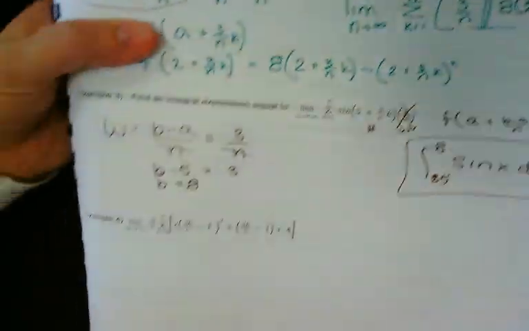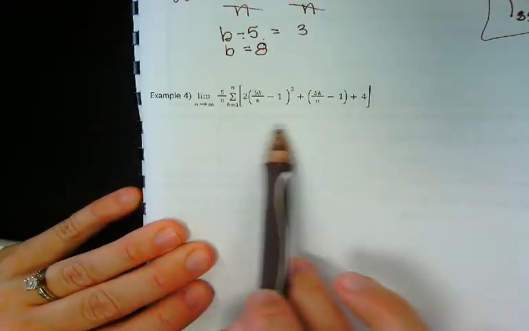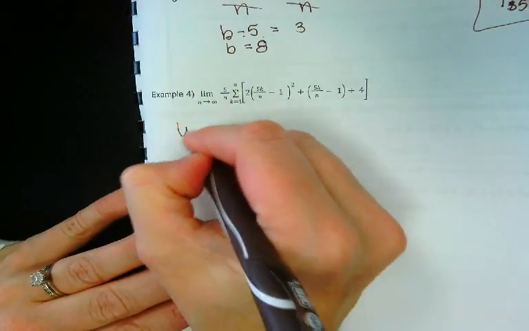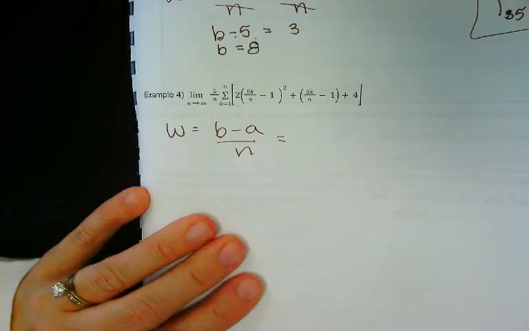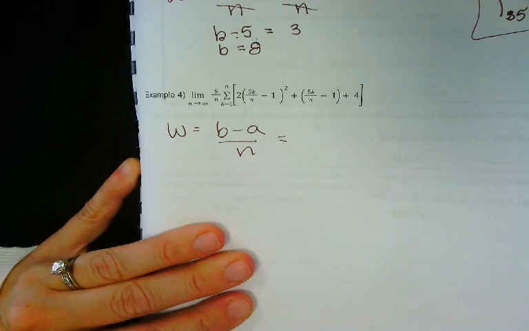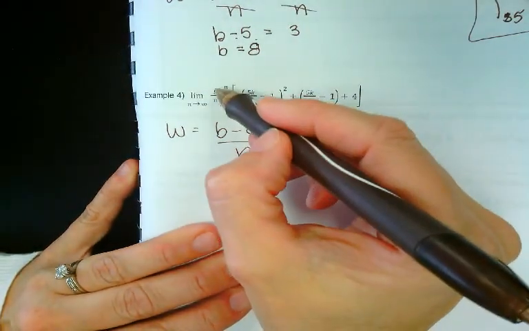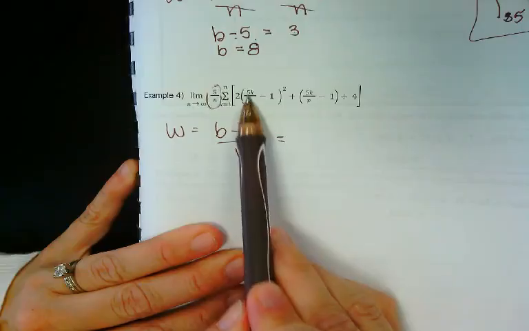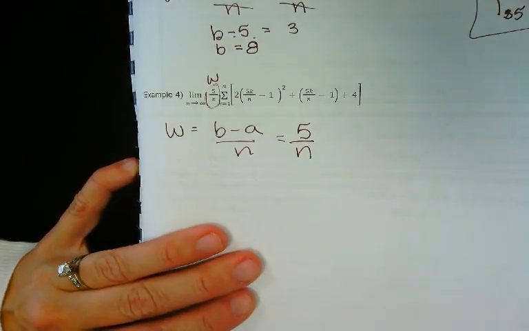Okay, let's try one more here. All right, take a look at 4. We want to start with the width, the b minus a over n. Where do you see it? Not the 4. 5 over n, yes. Do you see how they kind of pulled it out front this time? They also, obviously it's in there as well, but they did pull that out front. So I'm just going to identify, there's my width. So 5 over n, it's just pulled out front.